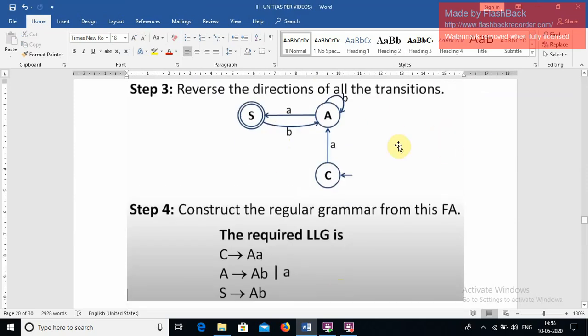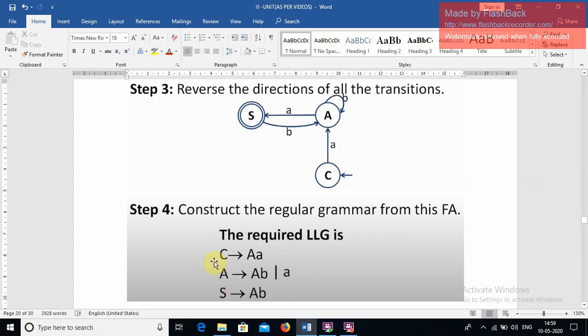Now by using this FA we construct the grammar. From start symbol C to A we have input symbol a. From A to A we have, from A to S we have a, and S to A we have b. Here A to S means S is a final state, so there is no need to specify any state, and we can simply define a here. So we convert this FA into the grammar.